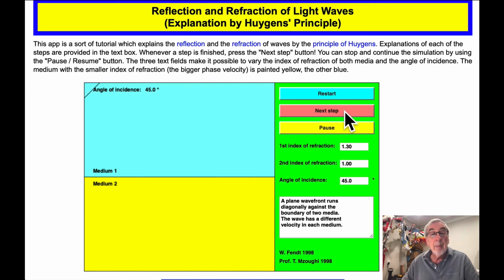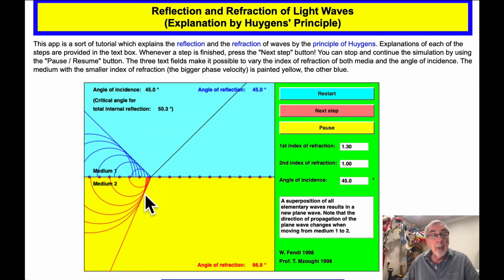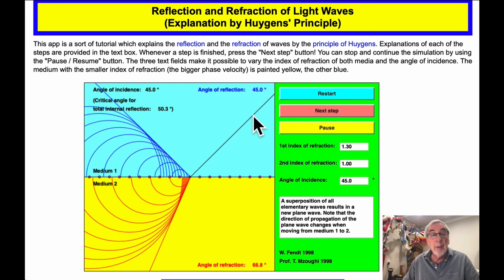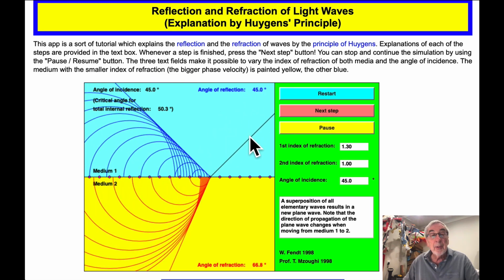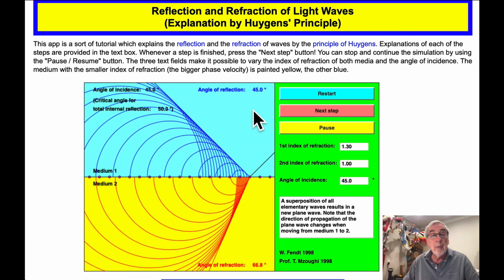And I'm going to skip ahead, next step, next step. Now, because I'm not at the critical angle, I will get a refracted ray and a reflected wave. So there's the refracted wave, there's the reflected wave. If you play with this, you can get right at the critical angle where there's no refraction. All the energy goes back in the reflected wave.